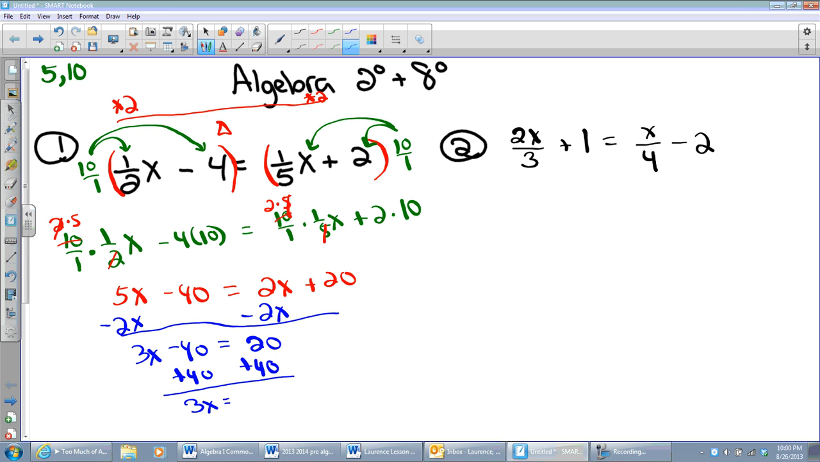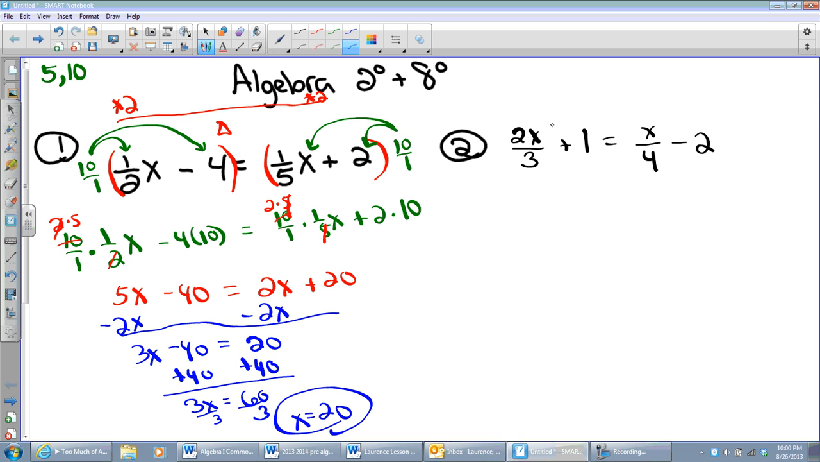3x is going to equal 60. And I'm going to divide by 3, and x is going to equal 20. And there you go. All right, problem number 2.